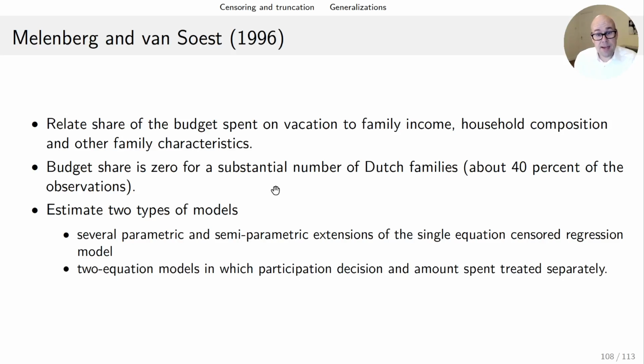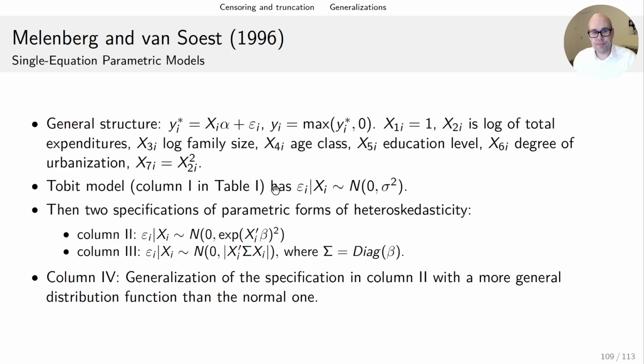And what they do is they estimate two types of models, and this parallels what we've seen earlier, type 1 Tobit, type 2 Tobit. So several parametric and semiparametric extensions of the single equation censored regression model, type 1 Tobit, and two equation models in which participation decisions and the amount spent are treated separately, which is the type 2 Tobit model. The general structure is more or less what we have discussed. Here I'm translating it into their notation.